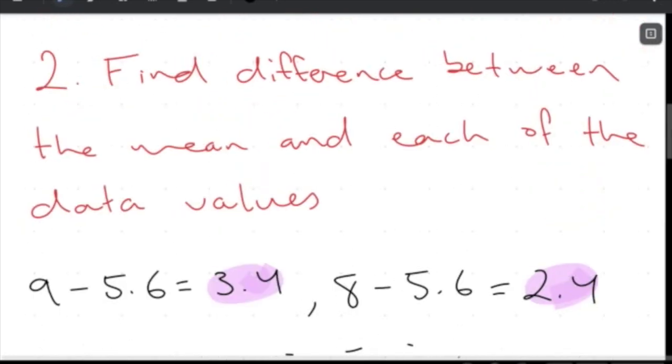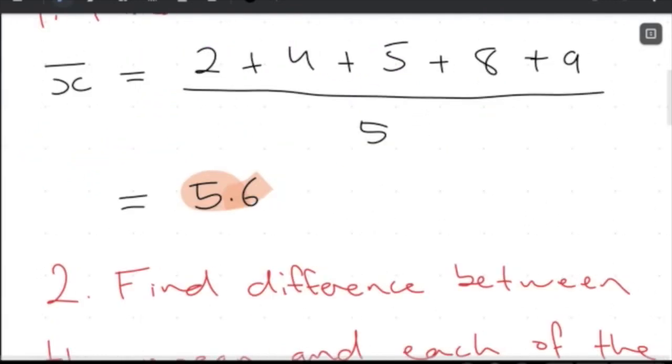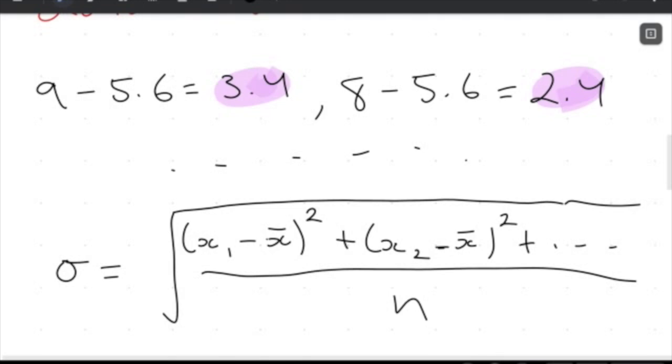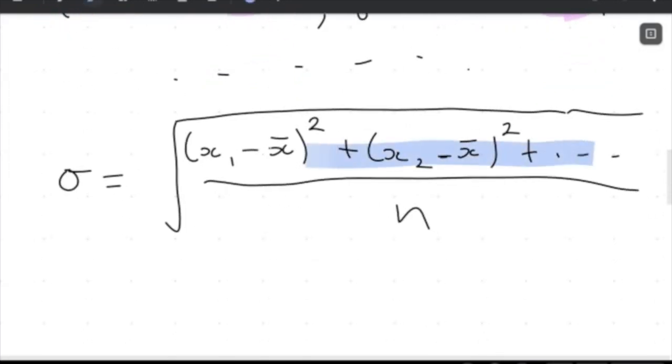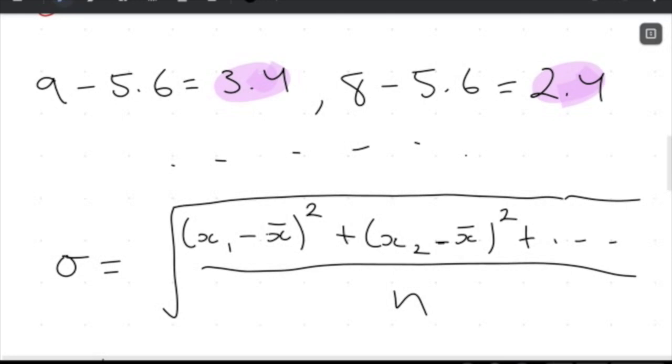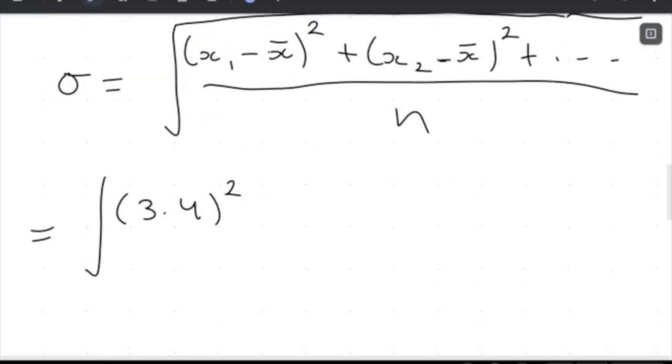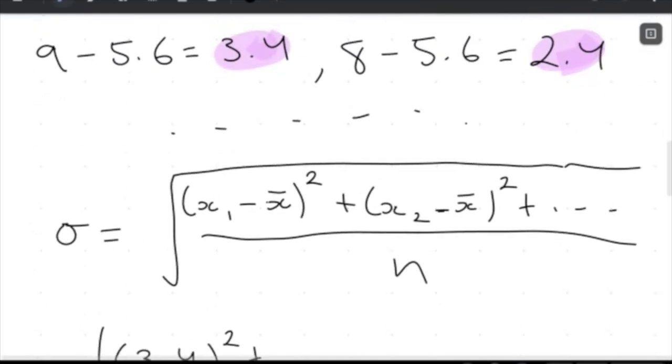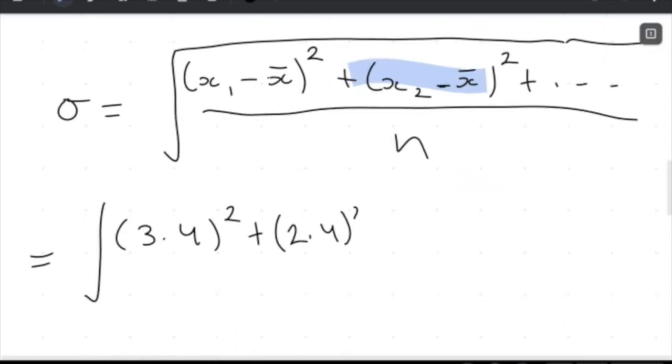So let's go back to the data points that we got, and I'm going to plug in the difference between each of my points, 2, 4, 5, 8, 9, and 5.6, and pop them into this formula. So my sigma here, my standard deviation, is going to be, well, my first value was 3.4 squared, because the difference between one data point and my mean here is 3.4. And then I'm also going to add my next one that I found, 2.4, all squared.